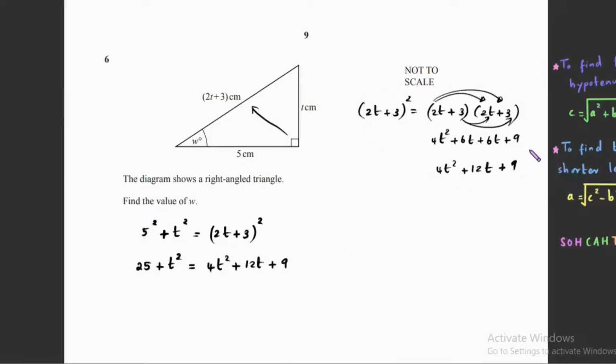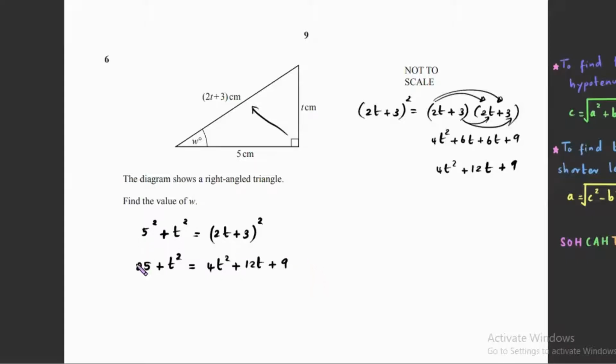Instead of expanding it this way, I can also do it directly. That is, the first term in the bracket, which is 2t, has to be squared. That becomes 4t squared. Then we square the second term as well, which is 3 squared, which is equal to 9. To find the term in the middle, the two terms inside the brackets have to be multiplied together. So 2t times 3 is 6t, and then that answer has to be multiplied by 2 always. That gives us 12t.